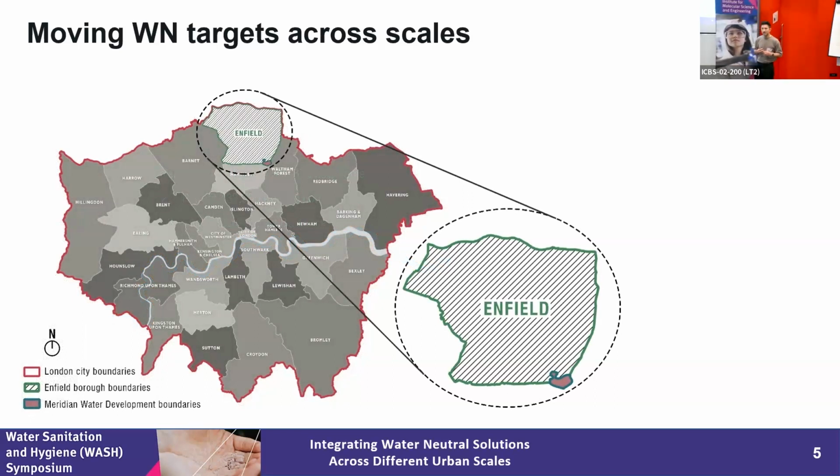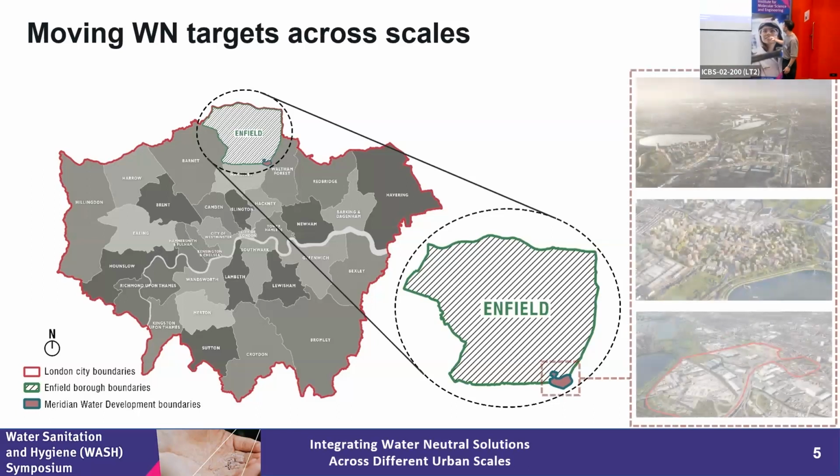But now the idea is, okay, we have these targets, we can call them water neutrality targets at a city scale, but what if we want to move those targets across scales? What if we want to have something at borough scale or even at urban development scale? So this work is part of two large research programs. One of them is called Camellia and the other one is called Ventura. Both of them share one case study in Enfield, where local planning authorities are very keen to collaborate with us and want to introduce the water neutrality concept into their local plans.